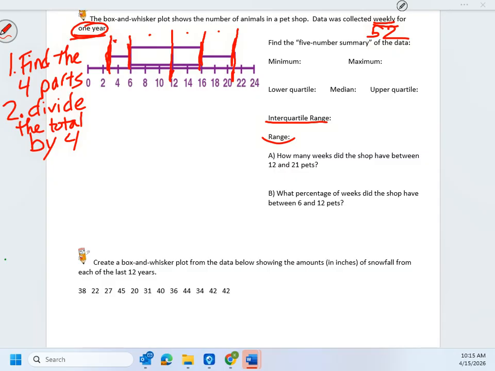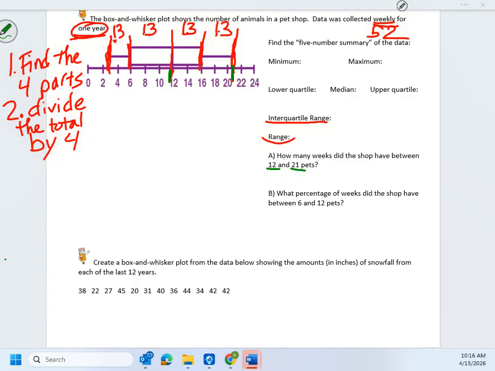What is 52 divided by 4? Alex? 13. So each of these sections, I'm going to write a 13 above it. Now I'm going to be able to answer those questions. A says, how many weeks did the shop have between 12 and 21 pets? 12 and 21, can I figure out that answer now?